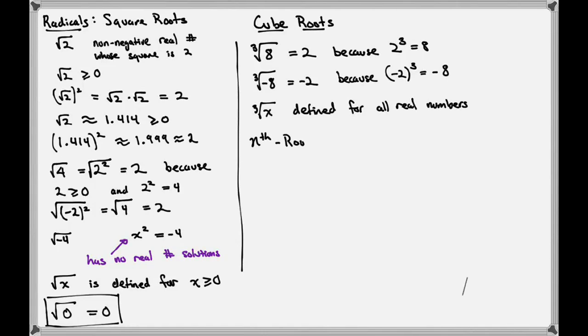So in general, we can talk about nth roots of a real number. Here n is some positive integer like 2, 3, and higher. And we would write that as the nth root of x, and that satisfies the following property. When I take the nth root of x and I raise it to the nth power, I get x right back.